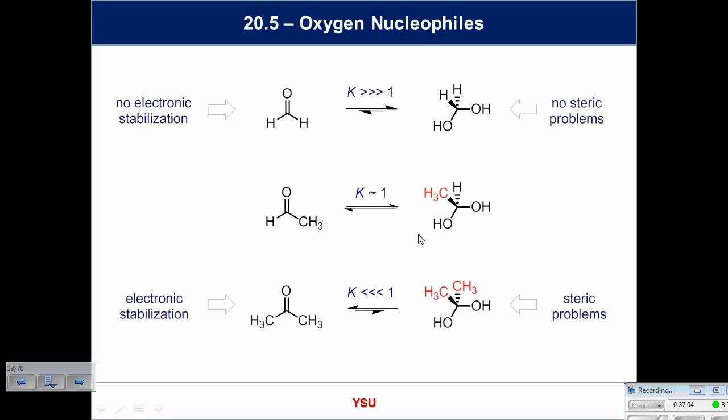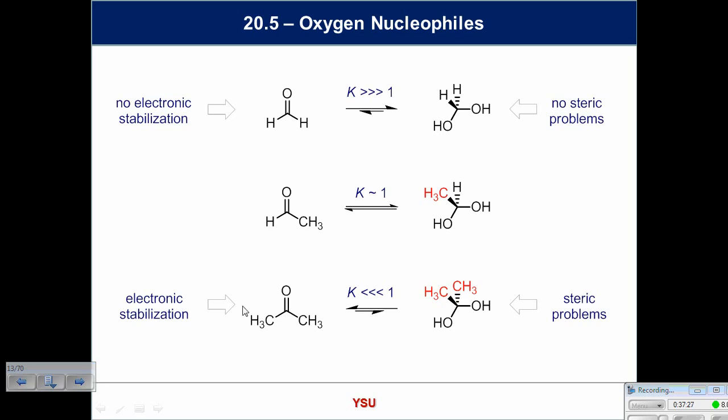And then when you go to the right-hand side, that methyl group is bigger. It's starting to see the other atoms around that sp3 carbon. So does that methyl group stabilize this product or destabilize it? Destabilize it a little bit. To the extent that between those two factors, we now have an equilibrium constant of about 1. Right-hand side and left-hand side are about the same.